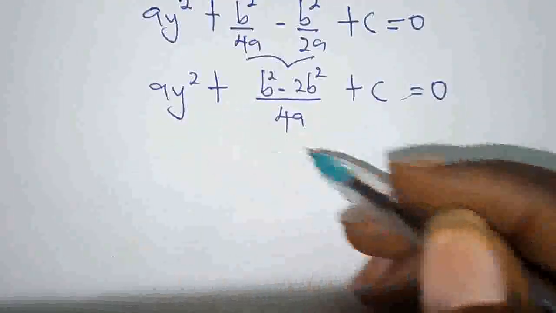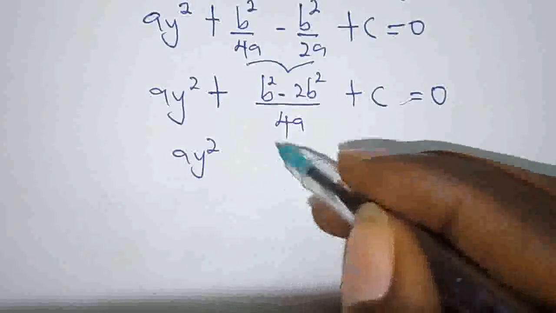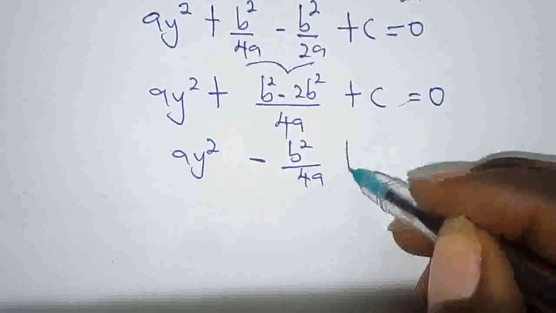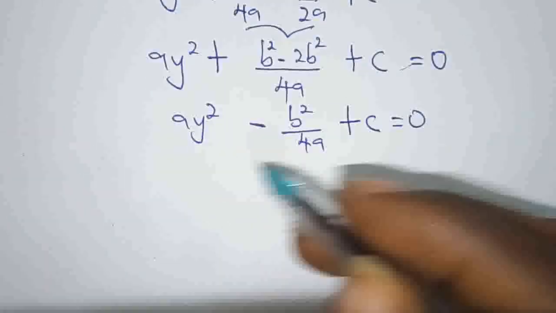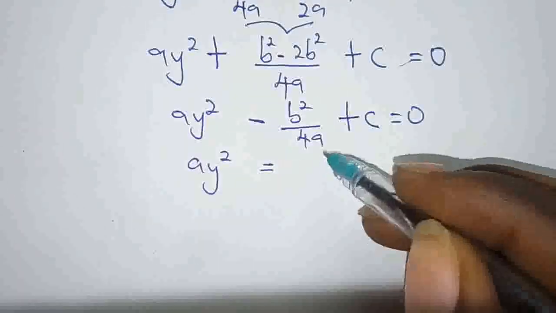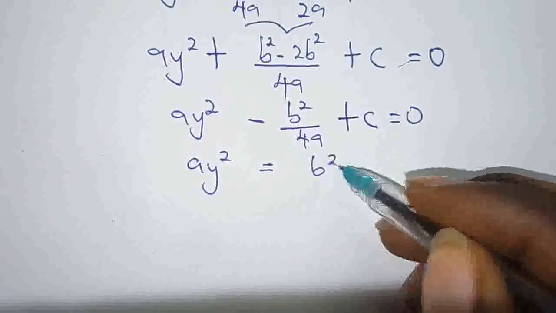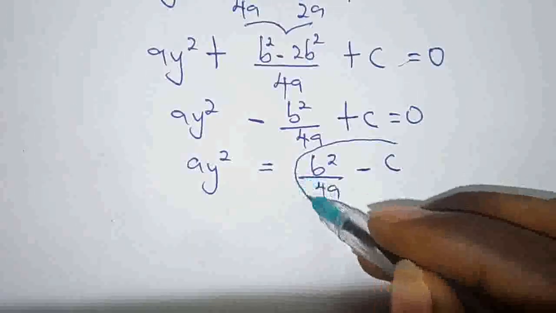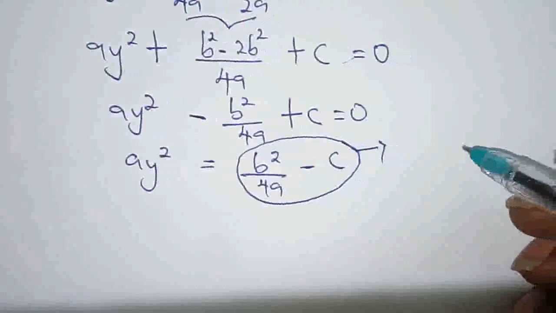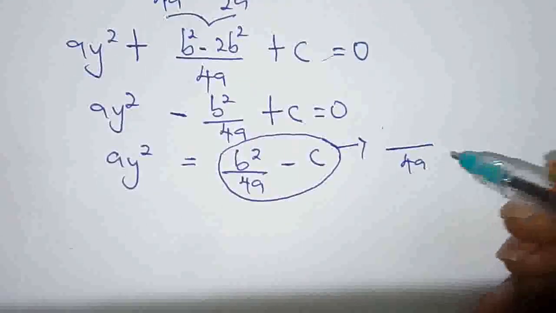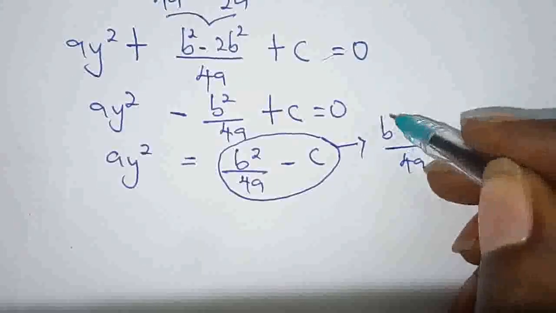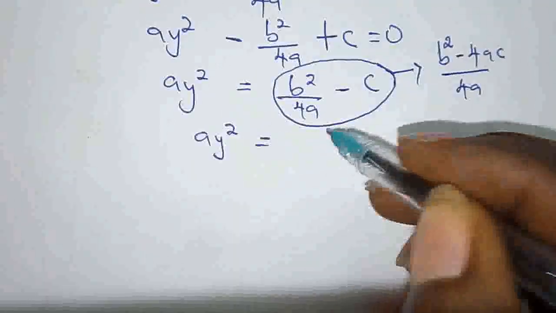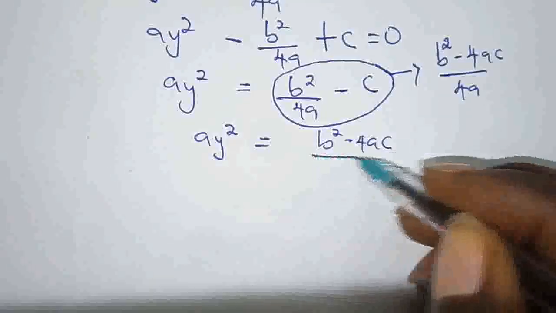Now we have here ay squared, b squared minus 2b squared is negative b squared all over 4a plus c is equal to 0. Taking this over, we have here ay squared is equal to, this is going to be b squared if they are crossing over to the other side over 4a minus c. Simplifying this from here, we have common denominator 4a, then we have b squared minus 4ac. So don't forget we have ay squared is equal to b squared minus 4ac all over 4a.